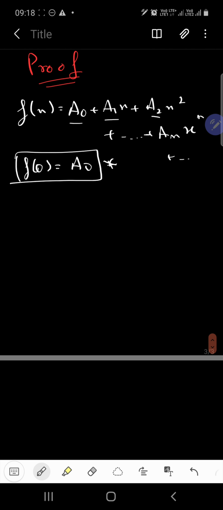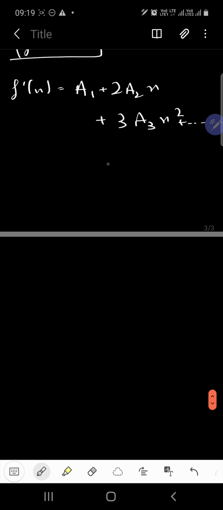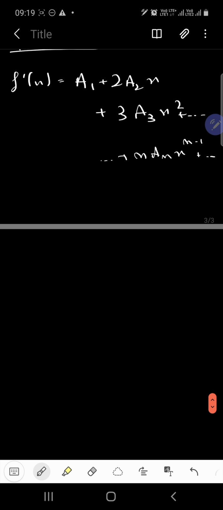So let us remember this till now. Now we find the first derivative. So the first derivative gives you a1 plus 2a2x plus, next we will have 3a3x square and so on, till you reach n an x to the power n minus 1 and so on. It continues till infinity. Now what will be the value of f dash 0? It will be a1. Clear?